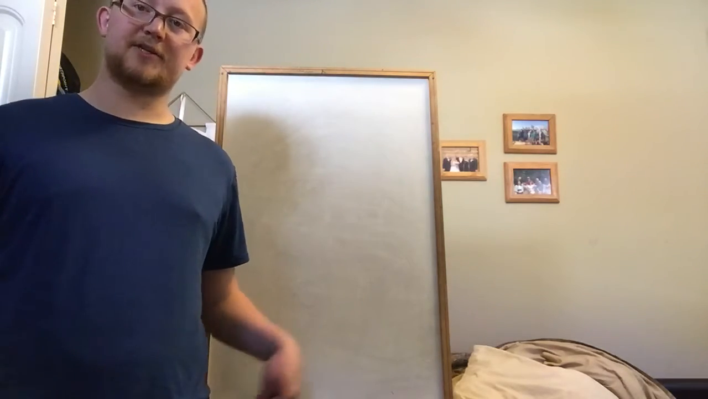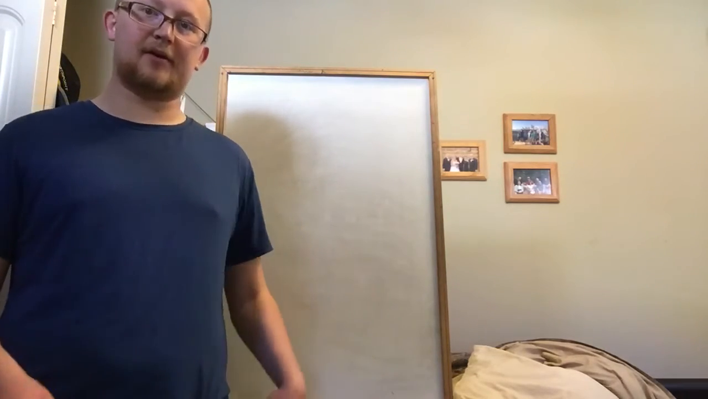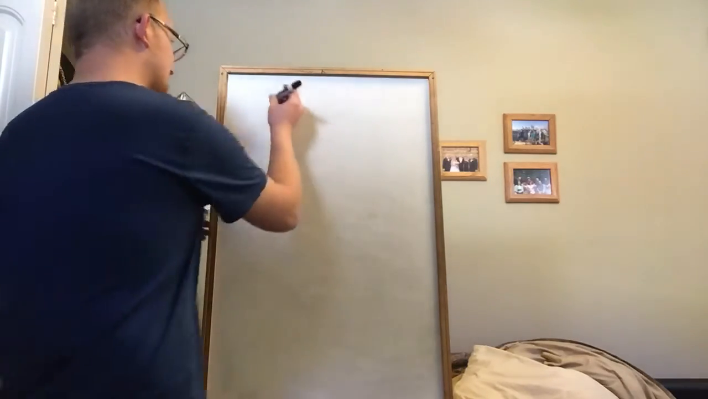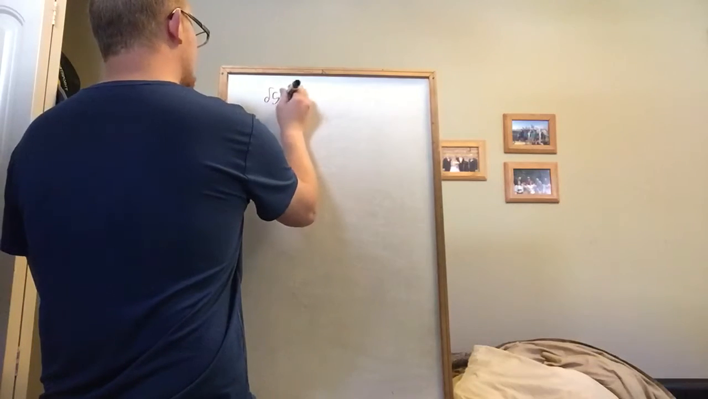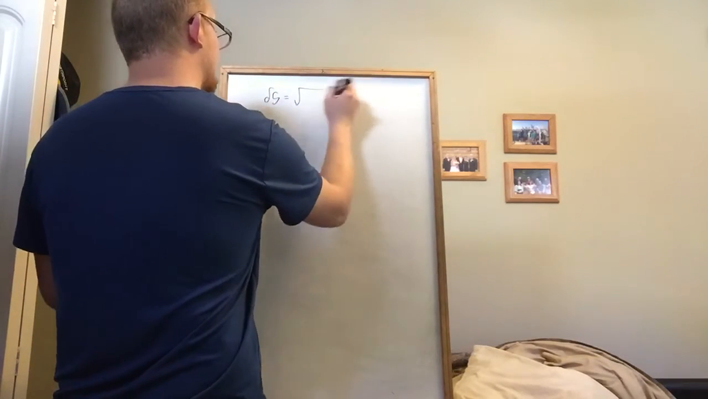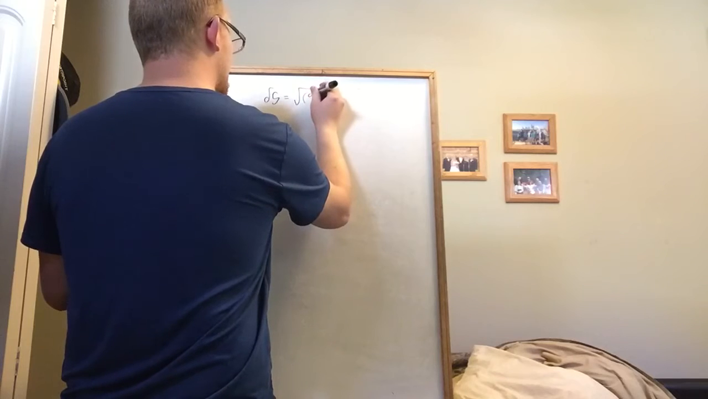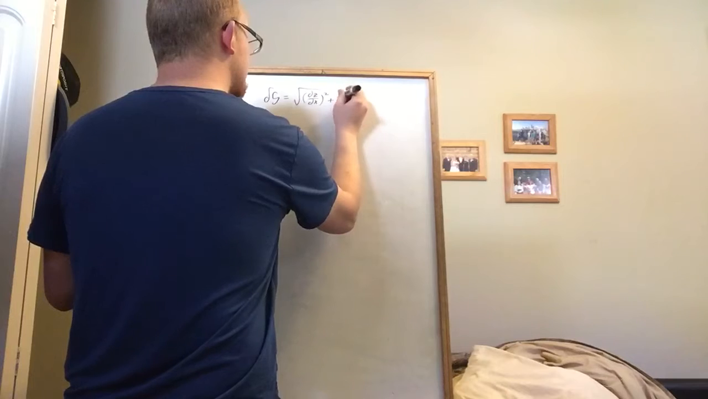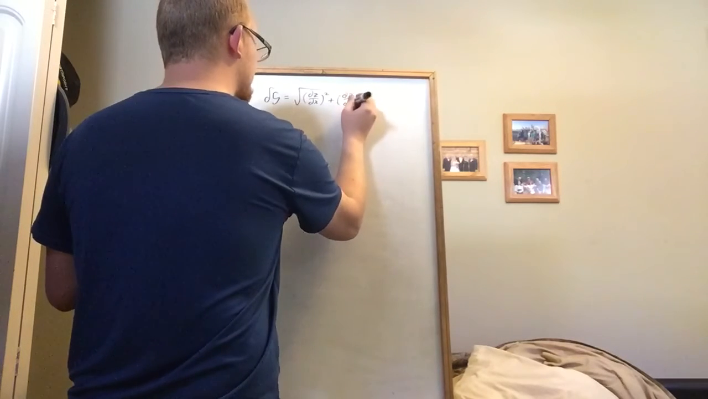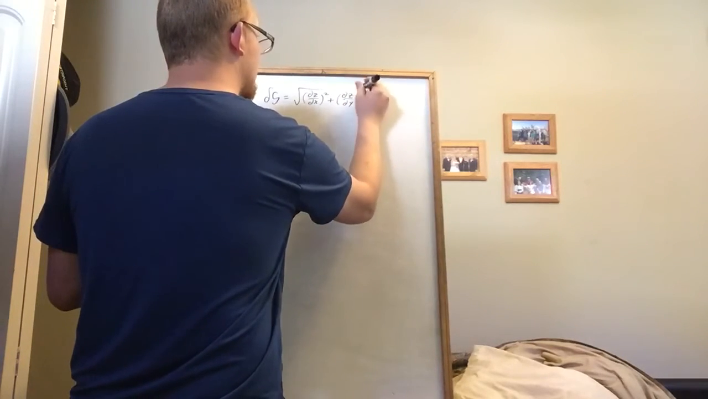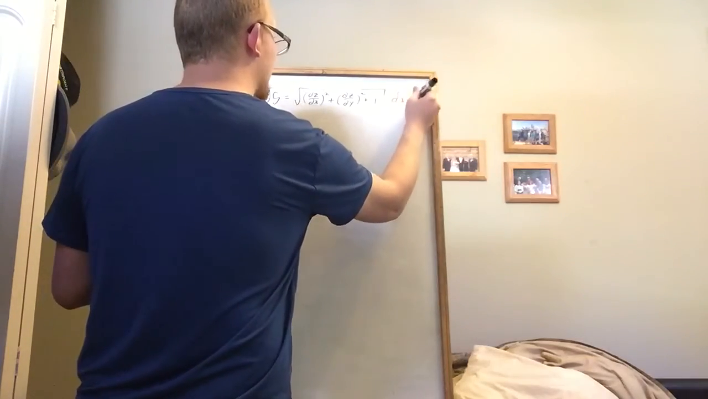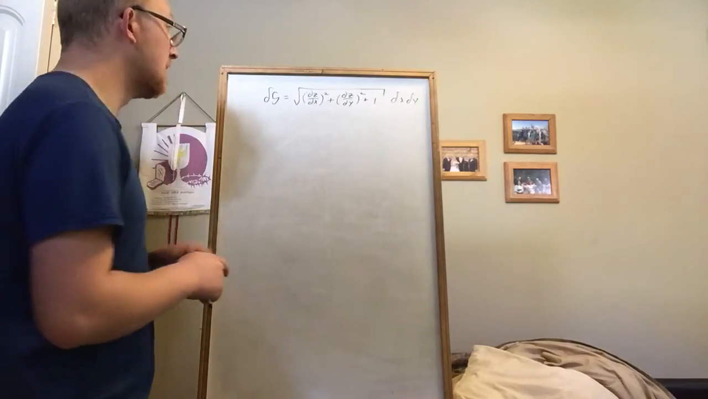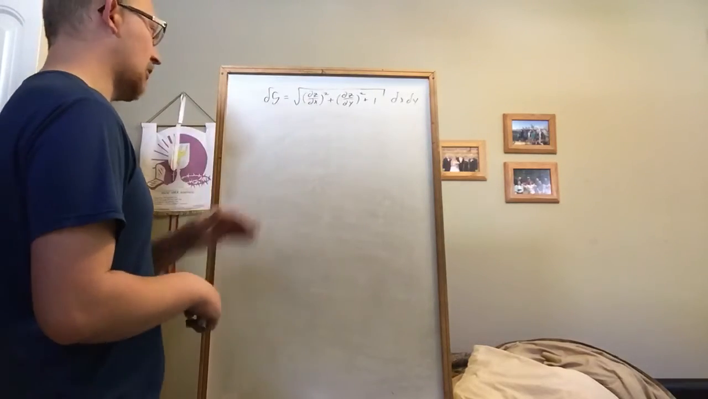Alright, so last video we described what a surface element looks like on a curved surface. If you remember, we decided ds was equal to the square root of (dz/dx) squared plus (dz/dy) squared plus 1, and then we had a dx dy outside the integral, which we could also write as dA. For now, we'll just leave it as dx dy.